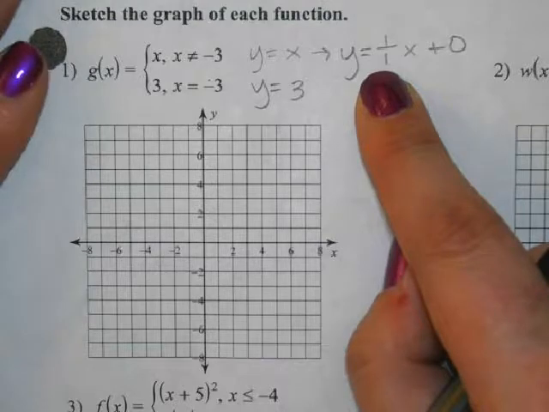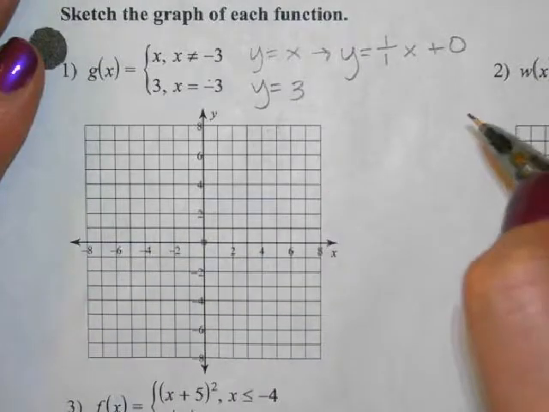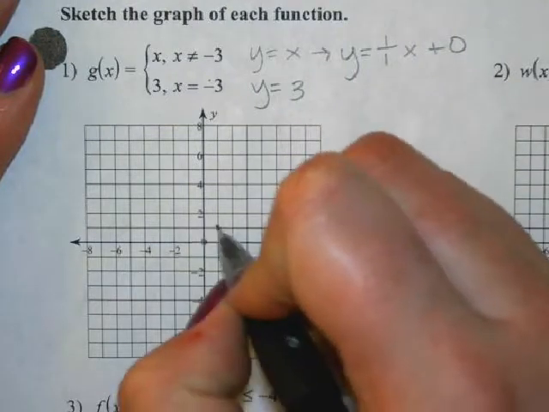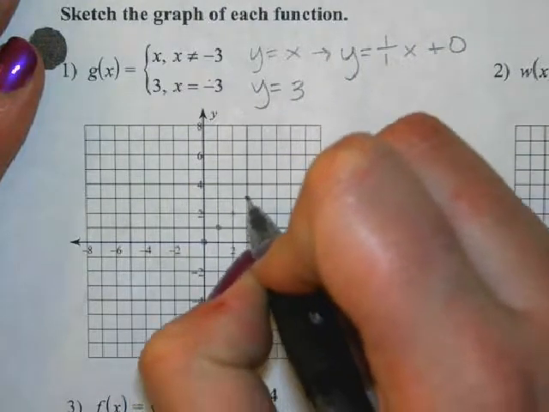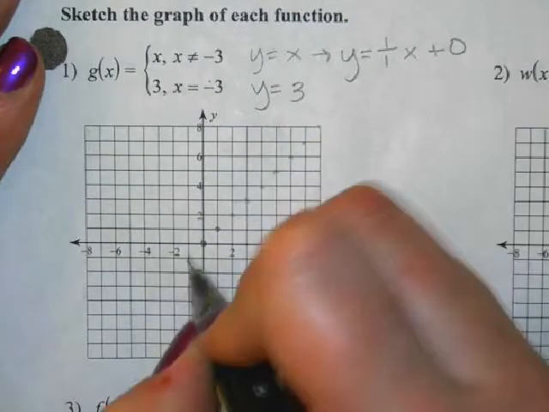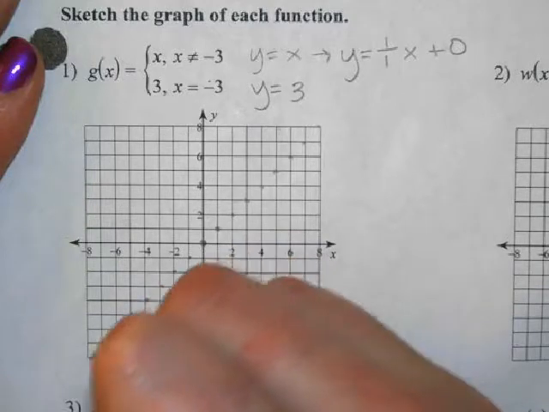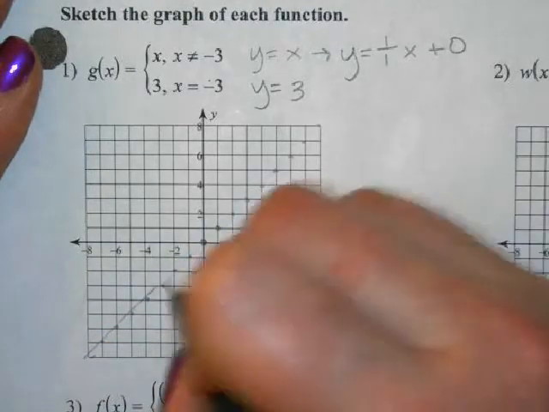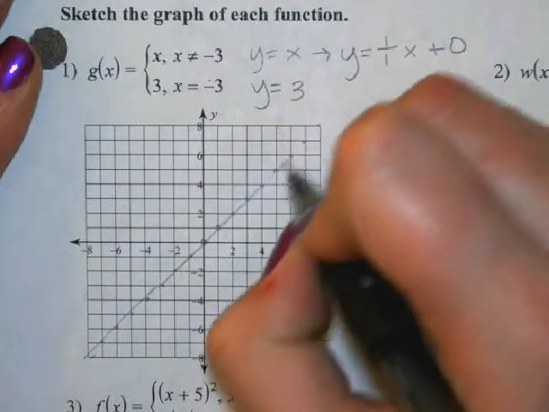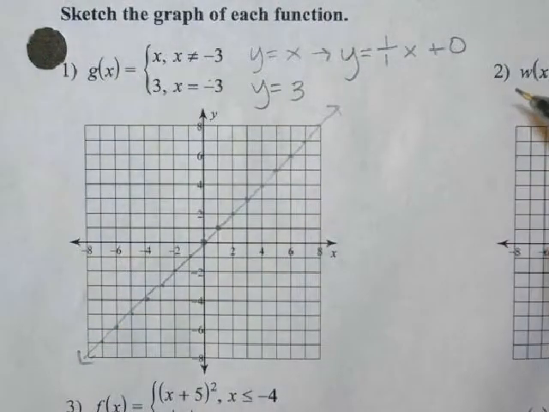Sorry. All right, so I'm going to graph, and I'm going to do this lightly. I have my y-intercept of 0, and then I'm going to go up 1 over 1, up 1 over 1, up 1 over 1. And I'm going to lightly draw that line. So that's the graph right there.